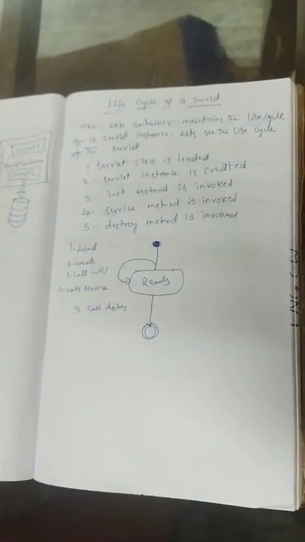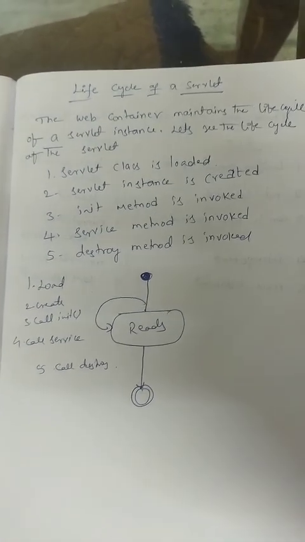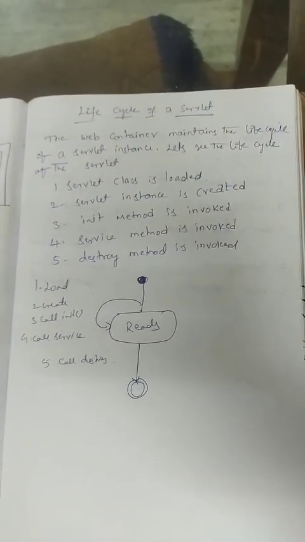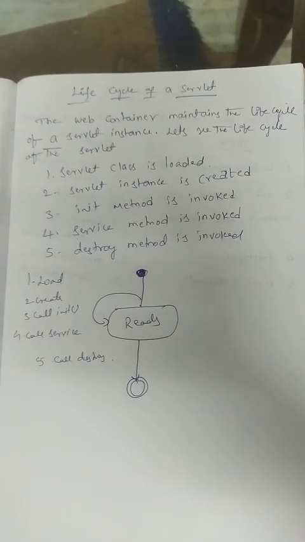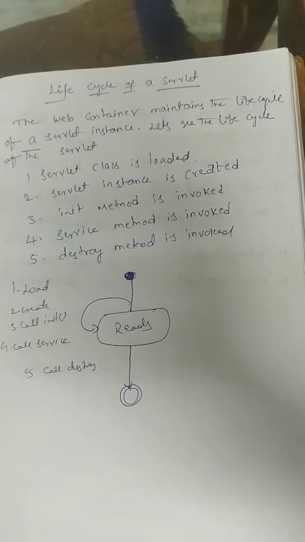Second one is servlet instance is created. The web container creates the instance of a servlet after loading the servlet class. The servlet instance is created only once in the servlet life cycle.